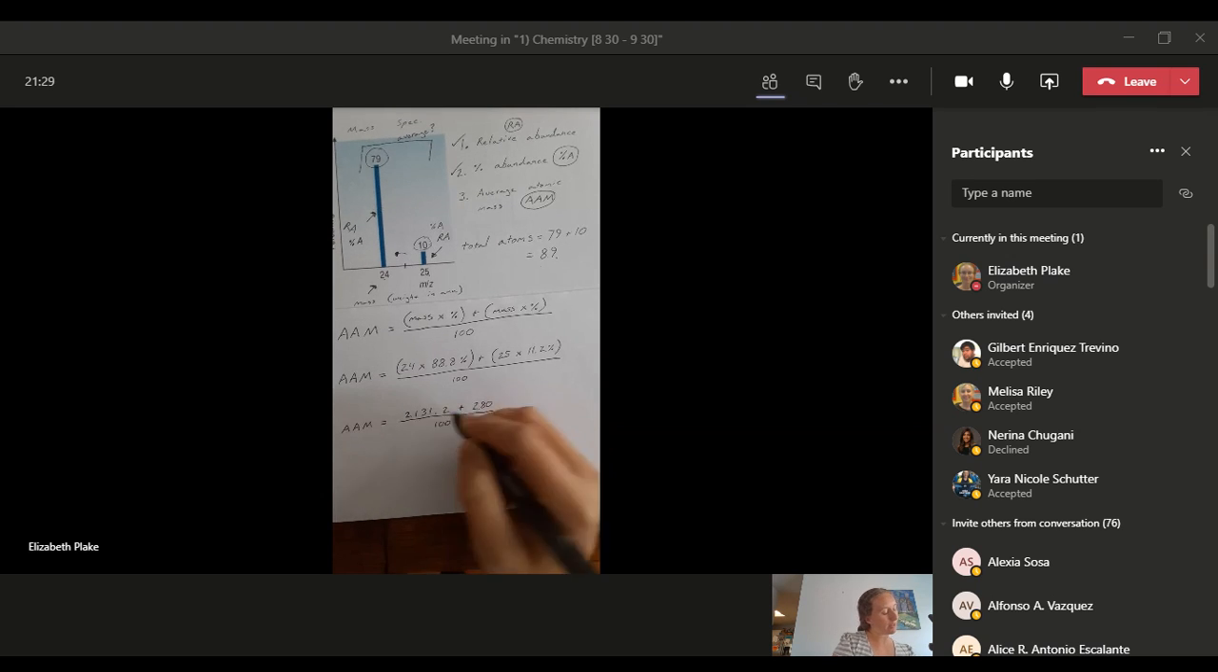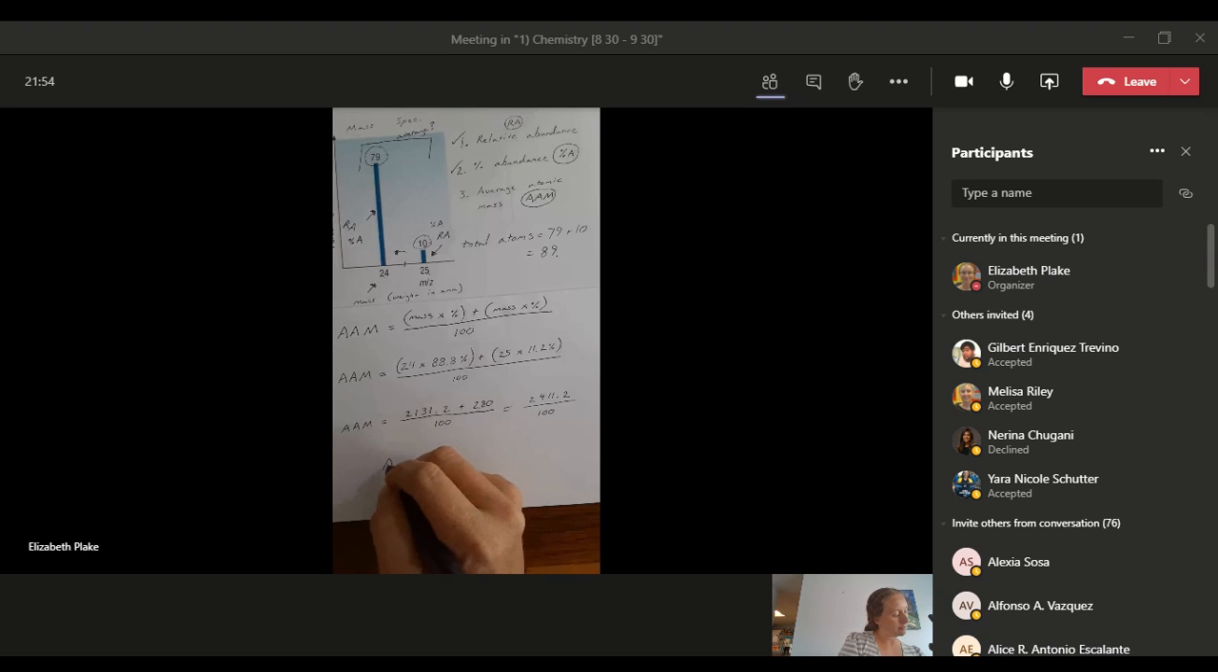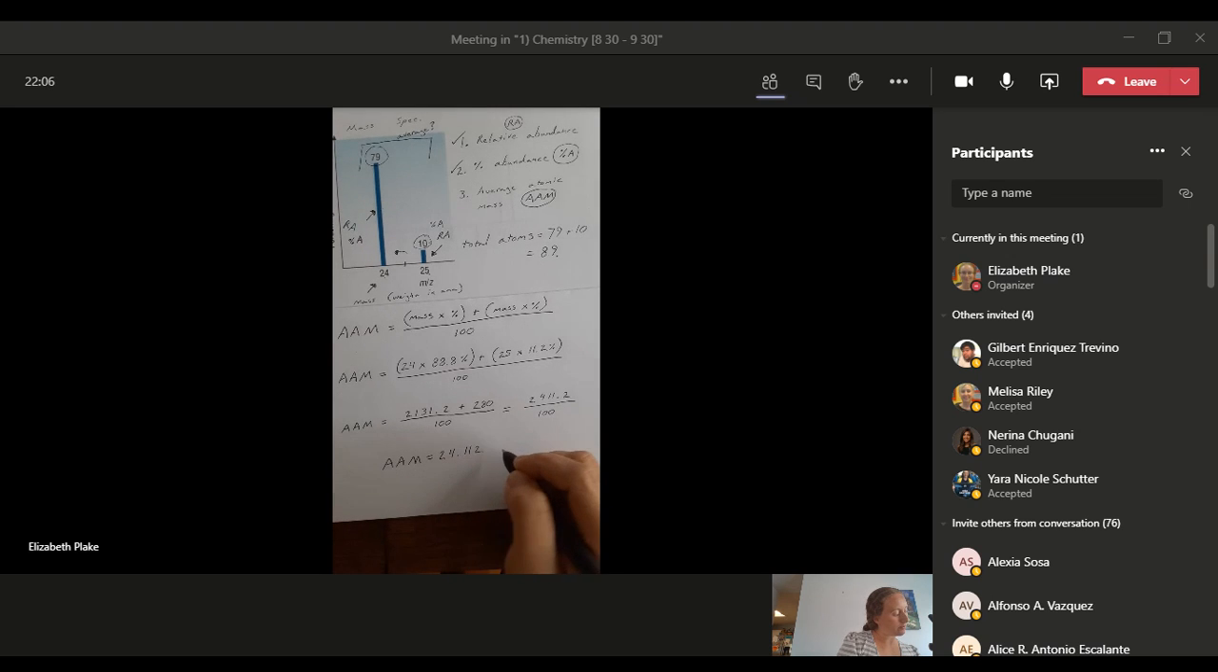I'm going to add these two together. So 280 plus 2,131.2 gives me 2,411.2, and I still have to divide that by 100. When I simplify, my average atomic mass for this element is 24.112. This is my final answer.